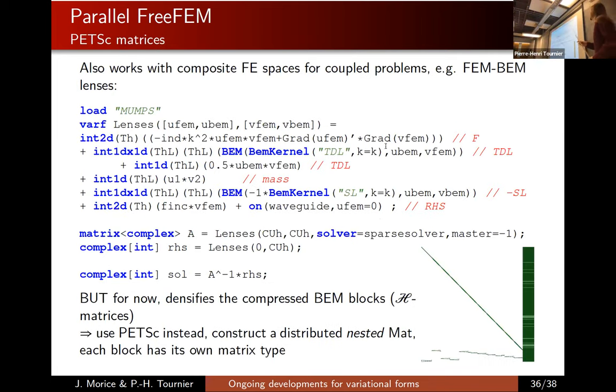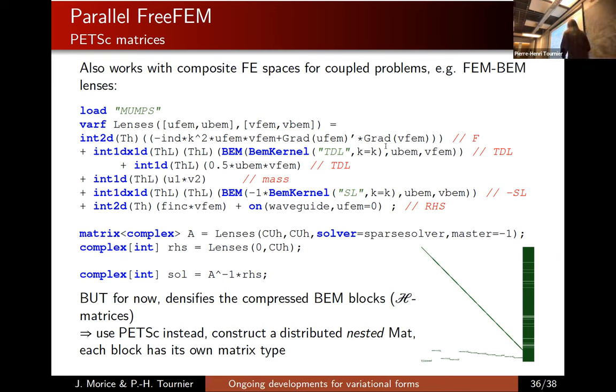Okay, and so what I just told you also works with composite finite element spaces for coupled problems. So, for example, for the FEM-BEM lens example we just showed you, you can do the same: load MUMPS, tell FreeFem that the matrix is distributed, and solve the linear system. But if you do that for now, since we use MUMPS, we actually densify the H-matrices, right? Because this is what the matrix looks like for the coupled problem. You have the huge FEM part here, the sparse matrix for the FEM part. Here is a small, dense BEM matrix, which is basically a densified hierarchical matrix for the BEM block. Here you have the off-diagonal mass term. And here you have the double layer BEM operator, which is the other off-diagonal term. And so obviously this is not optimal, to densify and then give it to MUMPS.